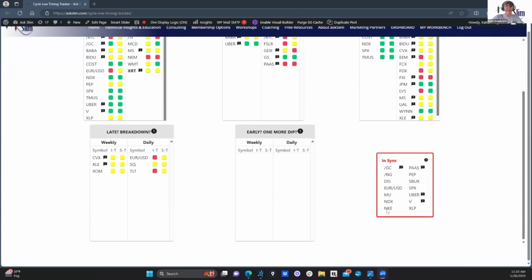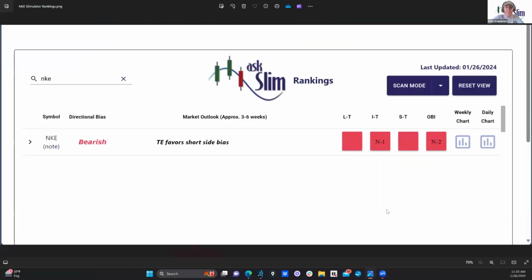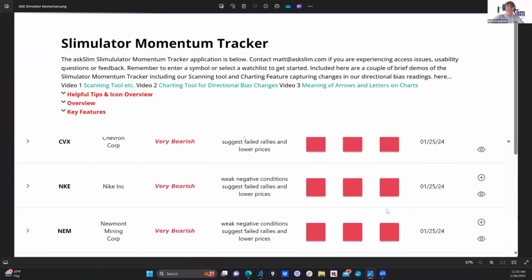A couple other askSlim tools that you can look at for confirmation of the bias: the Slimulator ranking system is here, shows bearish bias in Nike, and the askSlim momentum tracker is also showing very bearish in Nike. It's right here. So now let's switch over to the chart.